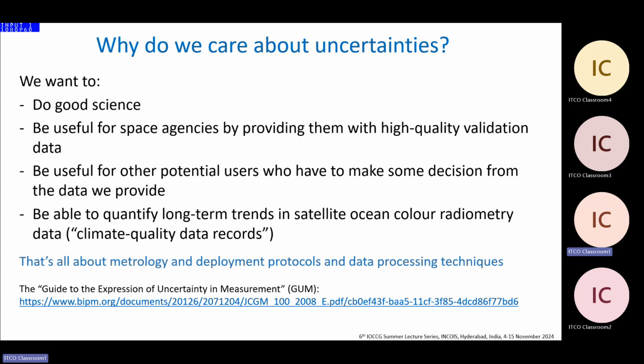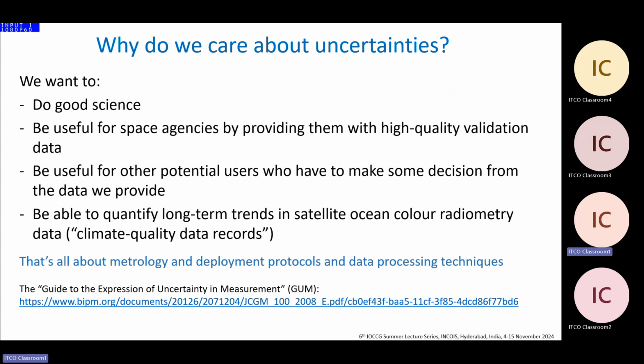You want to be useful as well for any other potential user of the data, and that might be completely outside the research arena. When you provide in situ or remote sensing products to the fisheries industry, to people looking at water quality, environment agencies, and so on, they are supposed to use this to make decisions, like that the water quality is bad and people should no longer go to the beach. Again, knowing the uncertainty of the data is very important in that case.